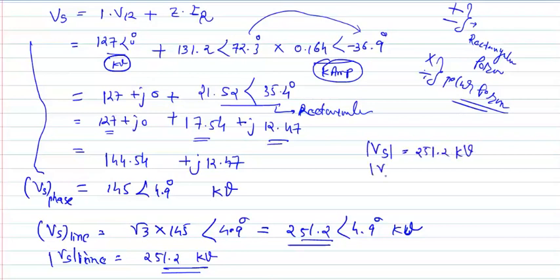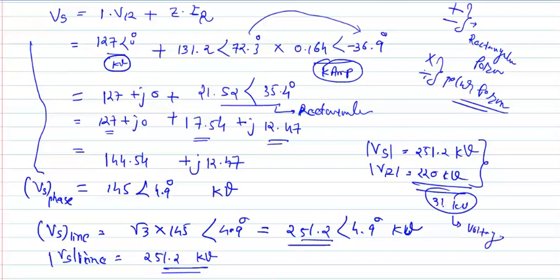Your receiving end voltage is 220 kV. So you can see the difference. The difference is almost 31 kilovolts. This is the voltage drop in a transmission line, right? And always Vs will be greater than Vr. You can see from this example.